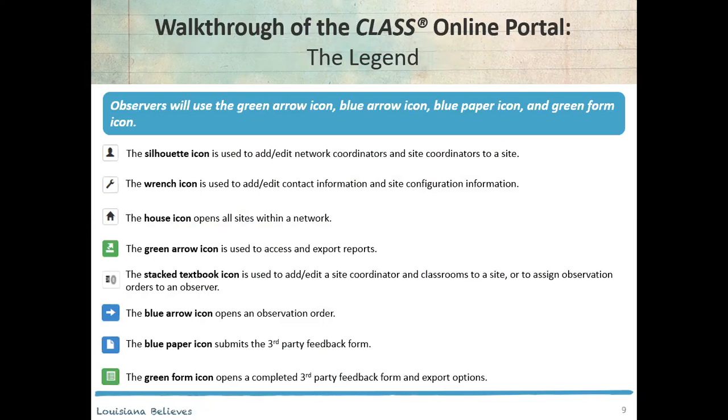This legend is a series of icons that you're going to see whenever you're in the portal. You're not going to have to worry about too many of them. The green arrow icon is one that you might click on occasionally, as is the blue arrow icon, along with the blue paper icon and the green form icon. Don't be intimidated by those. They're pretty intuitive, and we're going to show you what each of them looks like on the actual page.